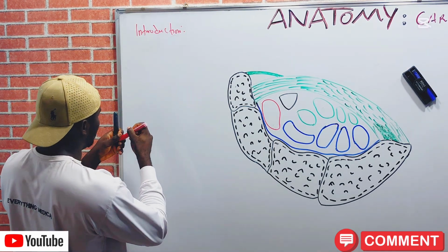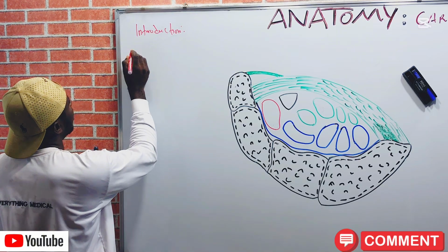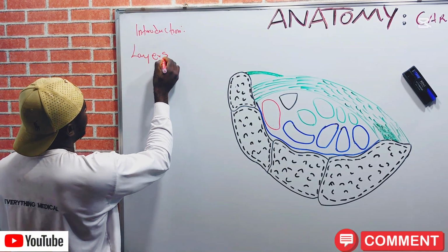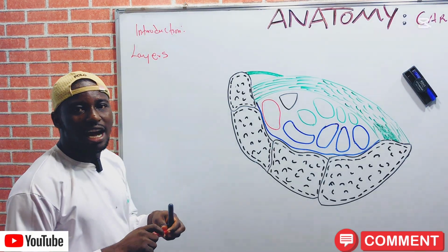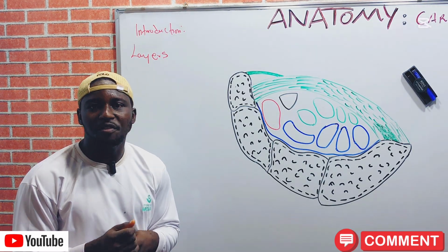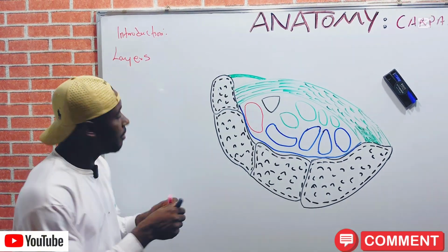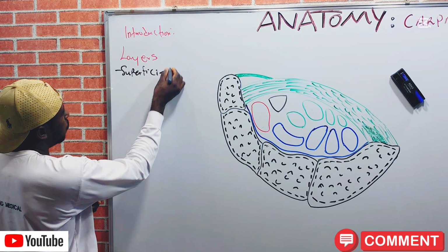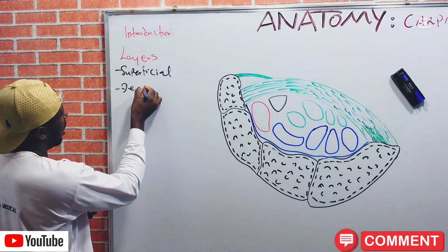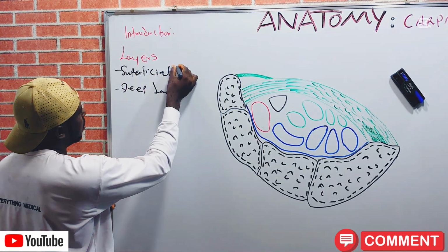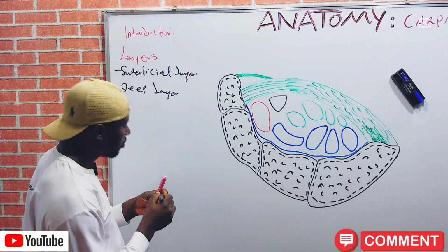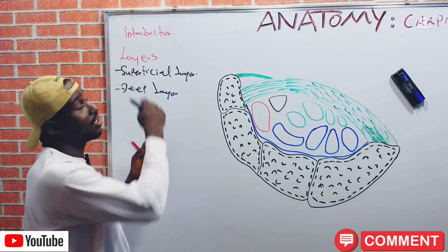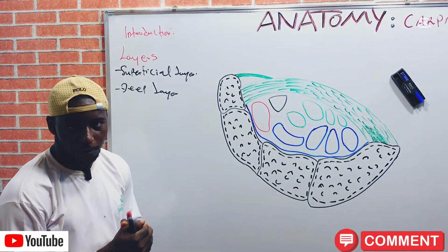The next thing we shall be looking at is the layers. The carpal tunnel has two layers: the superficial layer and the deep layer. The deep layer and the superficial layer form the layers of the carpal tunnel.